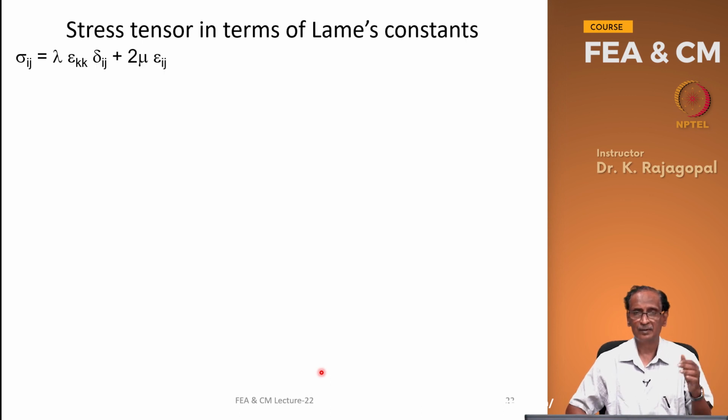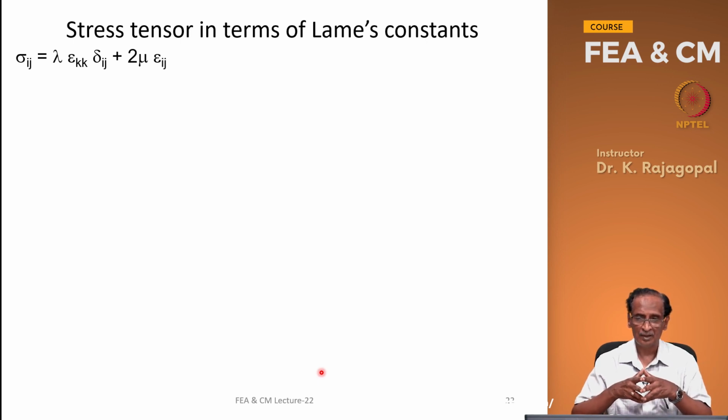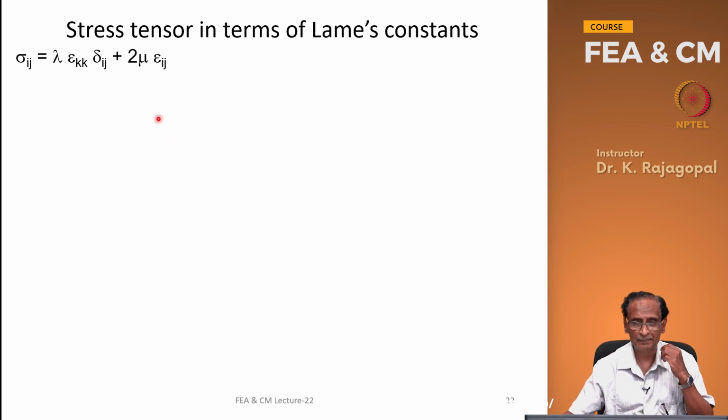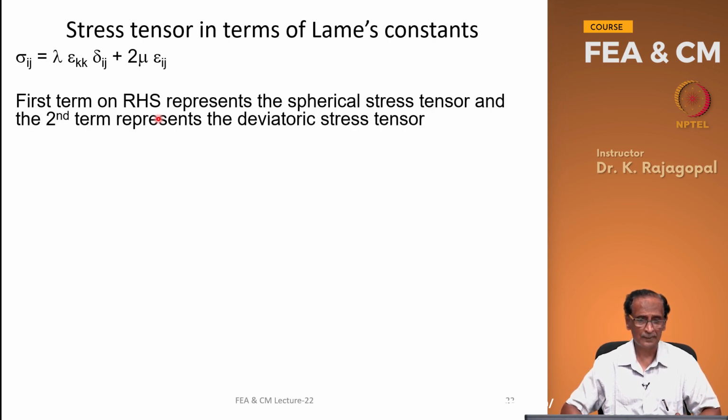So, around the time of when Hooke proposed his generalized stress strain equations, there was another mathematician by name Lamé. He proposed a similar equation, similar to what we have seen just now, the stress tensor being equal to the sum of the spherical stress tensor and then the deviatoric stress tensor. He has given an equation in terms of lambda and mu, which are called Lamé's parameters, and the first term here represents our spherical stress tensor.